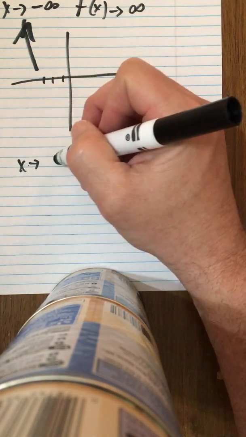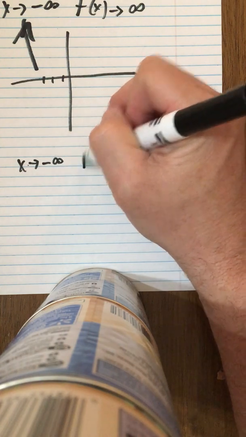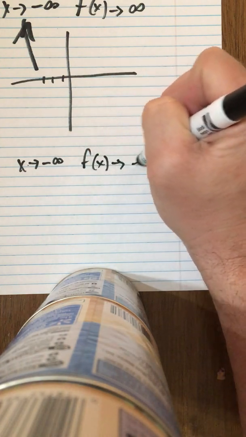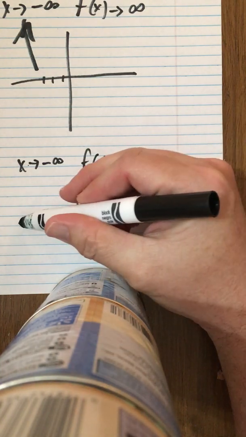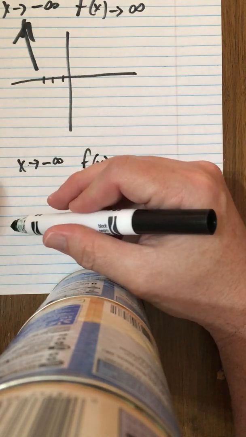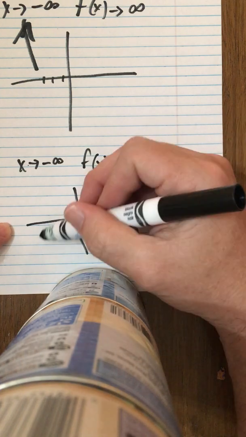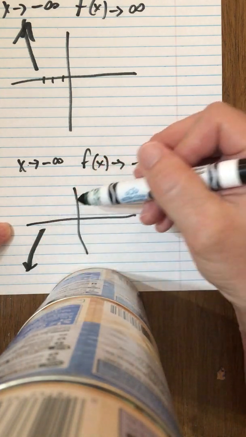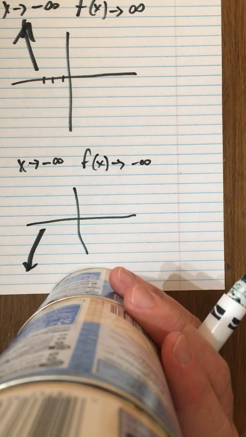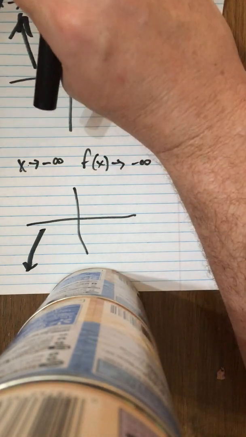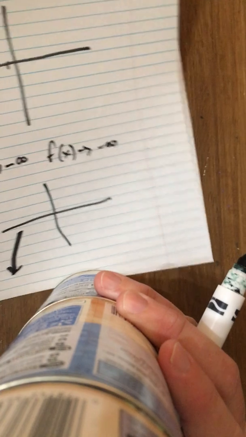And over here, if they say x goes to negative infinity as f of x goes to negative infinity, that is simply saying as you go to the left, because x gets really small that way, f of x goes to negative infinity, it's going down like that. Okay? So, here's what you need to understand. All right? So just making sure you understand that notation.